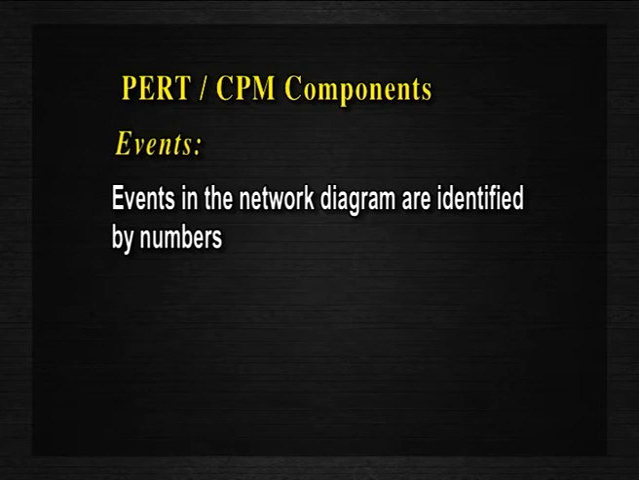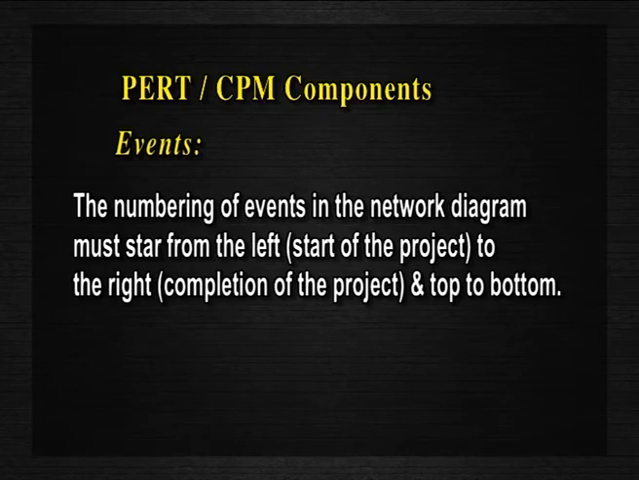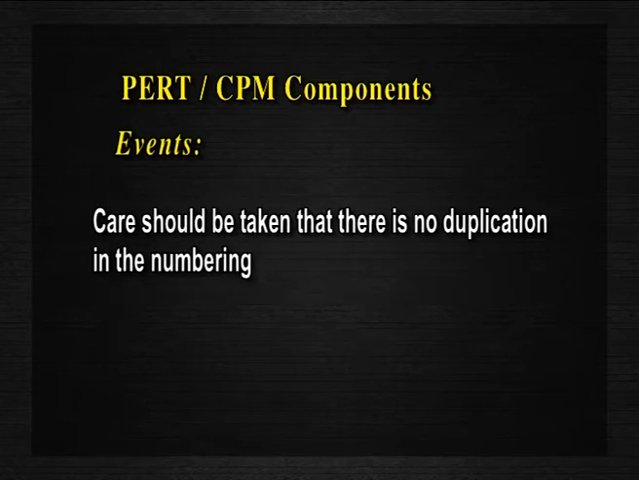Events in the network diagram are identified by numbers. Each event should be identified by a number higher than the one allotted to its immediately preceding event to indicate progress of the work. The numbering of events in the network diagram must start from the left, that is the start of the project, to the right, that is the completion of the project, and top to bottom. Care should be taken that there is no duplication in the numbering.